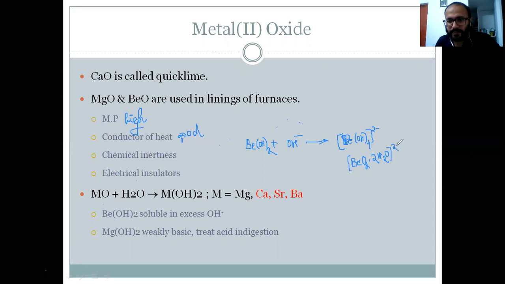2 minus, okay? So this or this, okay? So basically this is the tetrahydroxoberyllate complex, or you can simply say beryllate. Because these are soluble ions, when you treat beryllium hydroxide with excess of OH, they become soluble because of the complex ions that are produced in the solution. So basically you have to add 2 here, so it will be balanced. So that is why beryllium hydroxide gets solubilized when you treat it with excess of hydroxide ions.